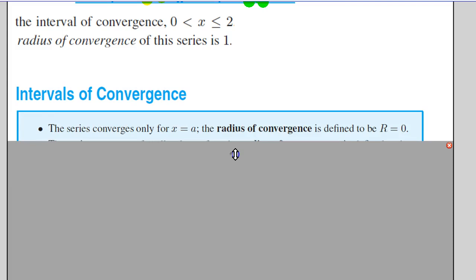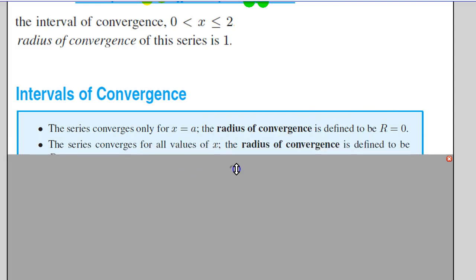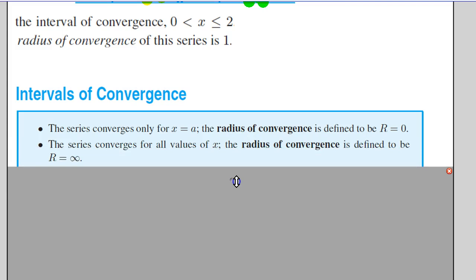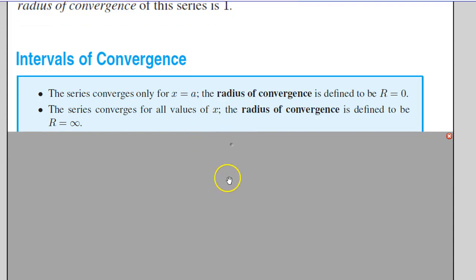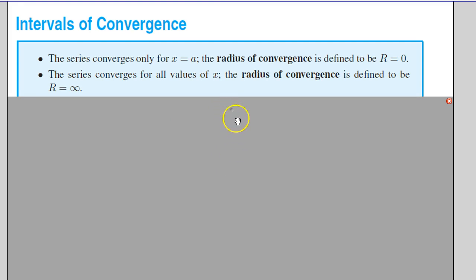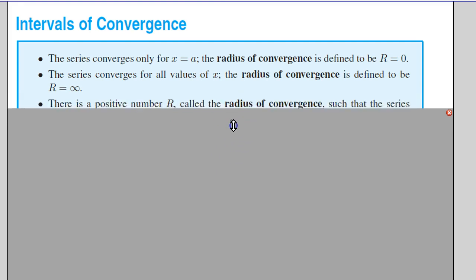Okay, so before we can determine that, let's go over some terminology again. We say that the series converges only for x equal a if the radius of convergence is defined to be r equals 0. So in other words, if the series only converges for one x value, and that's at a, then we say that the radius of convergence is 0, r equals 0, which makes sense because there's only one value that it converges for. If the series converges for all values of x, then we say the radius of convergence is defined to be infinity, which makes sense because there is no halfway between the lower endpoint and upper endpoint because it's all values.